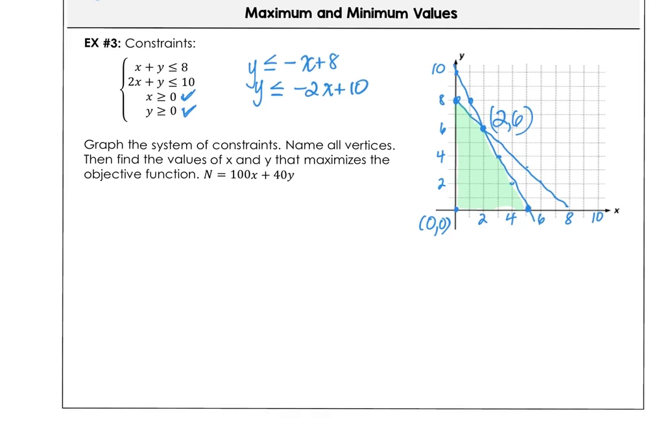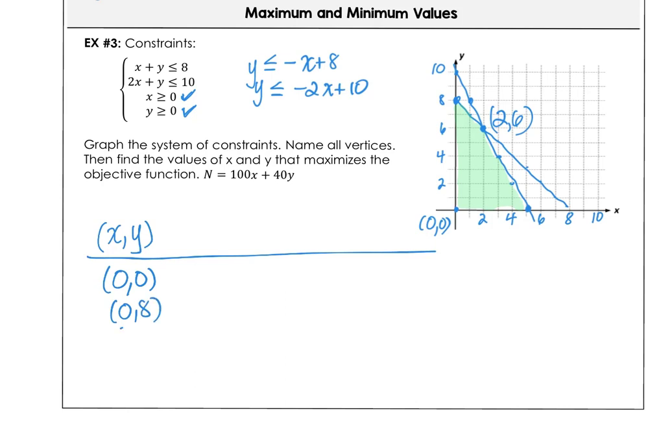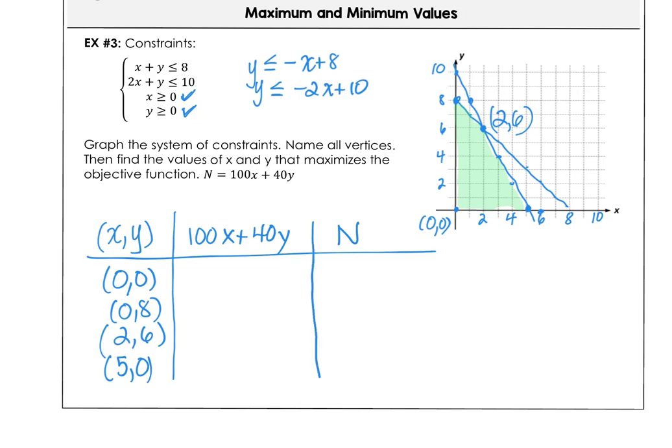We have an x and y ordered pair for the vertices at (0, 0), (0, 8), (2, 6), and (6, 0). Or I'm sorry, not (6, 0), (5, 0) there. Don't let me mess up. And (5, 0). Oh yeah, this was 6 over here. And then our objective function is 100 times x plus 40 times y, and that would be our maximum or minimum. So in this case, we have 0 plus 0, so that's going to be a minimum.